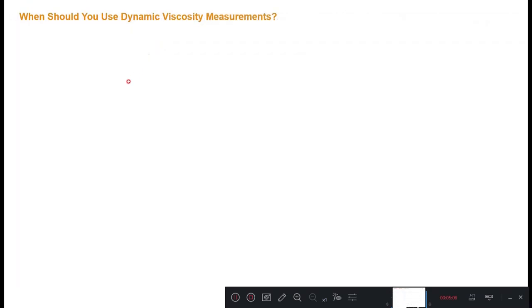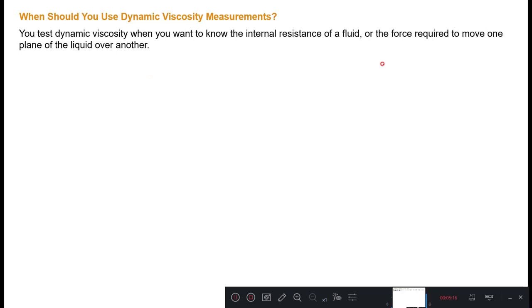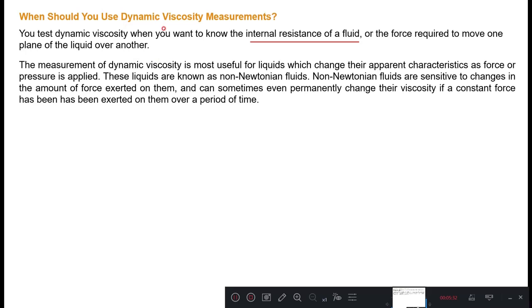When should you use dynamic viscosity measurements? Many a time there is a question of when we should use dynamic viscosity for measurement. If you are testing dynamic viscosity, it is when you want to know the internal resistance of the fluid, or the force required to move one plane of the liquid over another. The measurement of dynamic viscosity is most useful for liquids which change their apparent characteristics as force or pressure is applied. These liquids are known as non-Newtonian liquids or fluids.